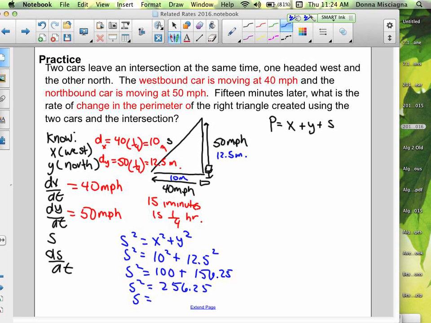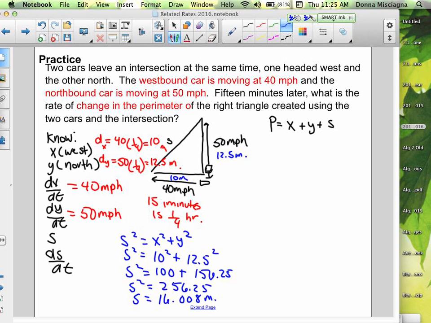So that would be... sorry, I just put the wrong number in the calculator there. 256.25, and that would be 16.0078, and so forth. I'll take that to the third decimal place. I don't like to round too much, but working with the square root of 256.25 on a real world problem kind of seems a little strange. So 16.008 is s there. Okay, so now we have that.